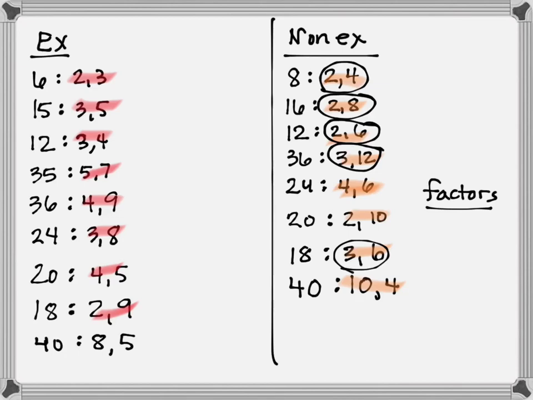2 and 4 have a factor of 2. 3 and 12 have a factor of 3. That actually was an odd one as well. 4 and 6, they're not doubles of each other like some of them are, but they still share a factor of 2. Same as the 10 and the 4. They share a factor of 2. But all the numbers on the right-hand side that are examples don't have that feature. They have no common factors.